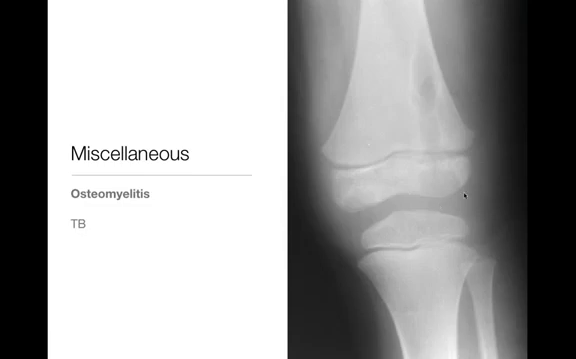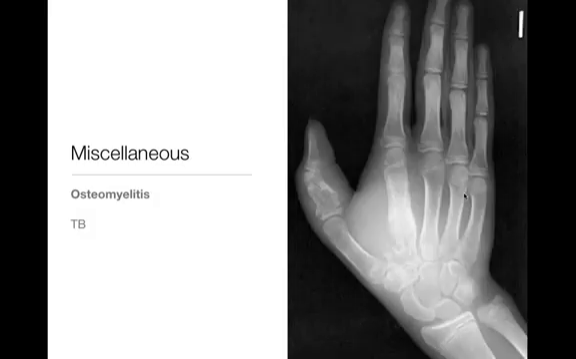TB is one of the infections to think about in kids. This was a case of TB dactylitis. You can see right here this geographic lesion which has a wide zone of transition and this periosteal reaction associated with it. There's probably another focus of involvement right here in the thumb.